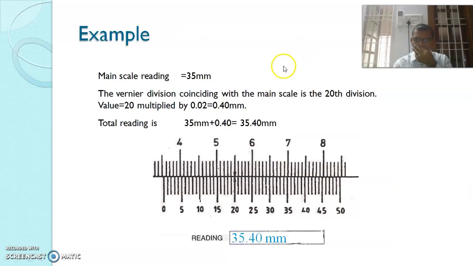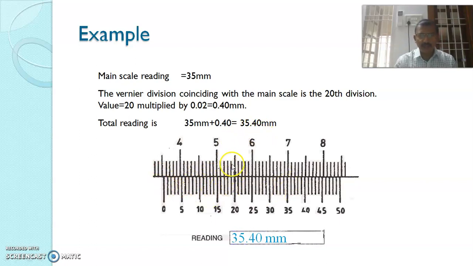For example, the top one is the main scale and the bottom one is the vernier scale. In the main scale, the reading is above 35 mm. Next, we will see the remaining dimension using the vernier scale.